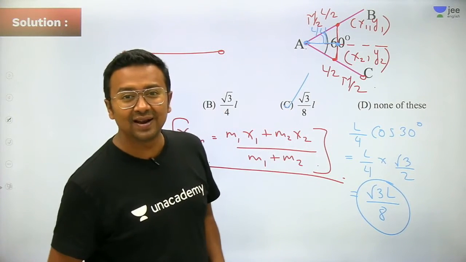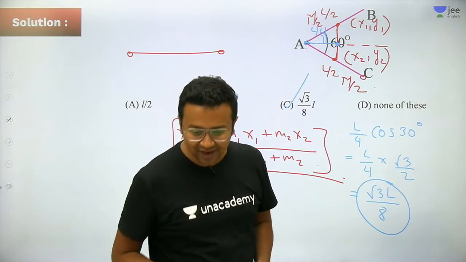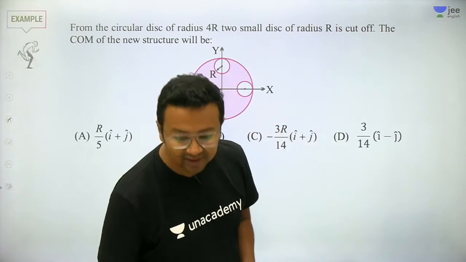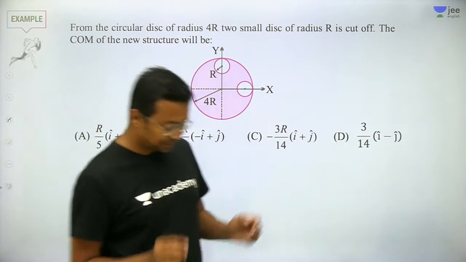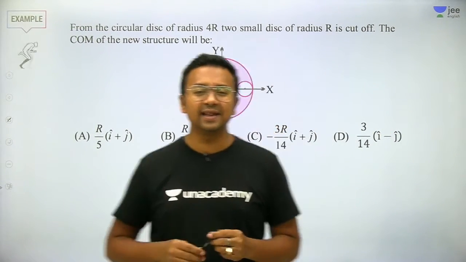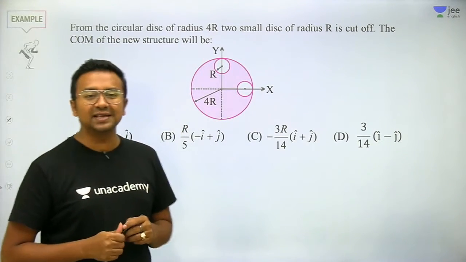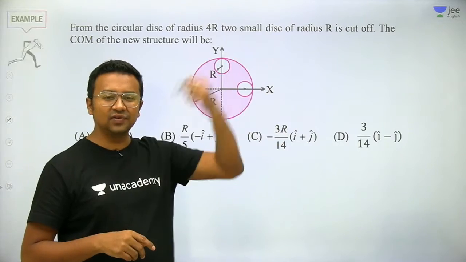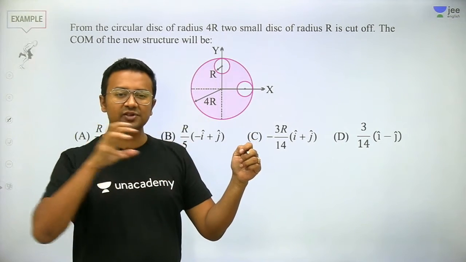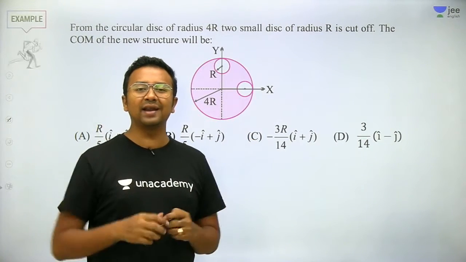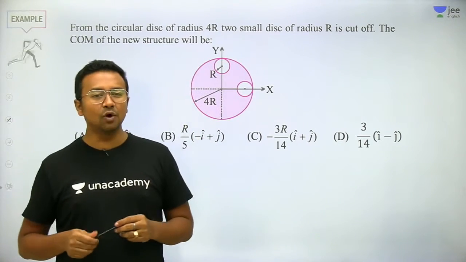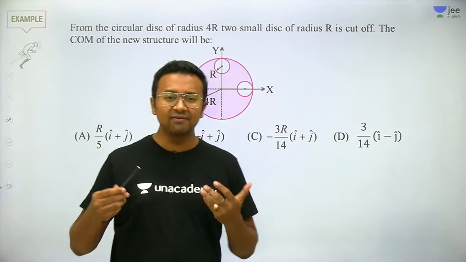Okay, chalo, let's try and understand another question. Okay, fine. So here in last year, I think 2018, a similar question had come in which there was a sphere, and a smaller sphere was taken out. You had to find out the coordinates of the center of mass of the remaining portion. So we have taken up something very similar.